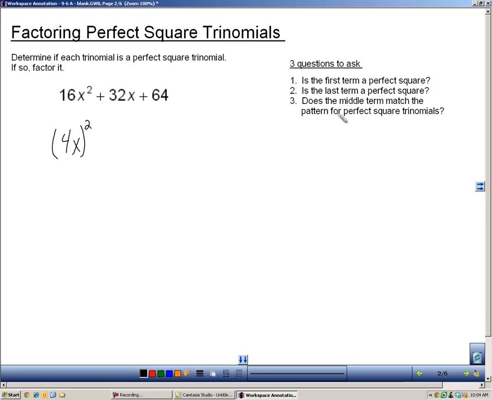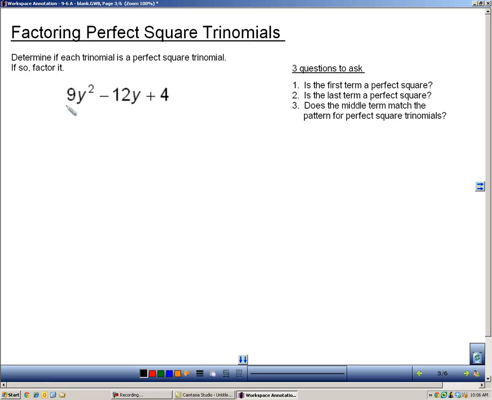Second step, is the last term a perfect square? 64. Yes, it is. 8 squared is 64. And here's where, if you know your perfect square numbers, this is a lot easier. Plus sign goes here, plus sign goes here. Now, does the middle term match the pattern? Is it 2 times 4x times 8? That's the pattern we're looking for: 2 times the first term times the last term. 8 times 4 is 32, times 2 is 64. So in this case, this should be a 64x, but it's not. So we say that we cannot factor this. This is not a perfect square trinomial.